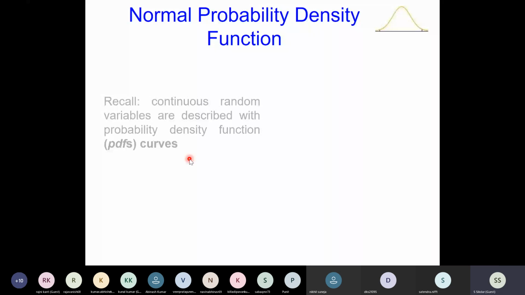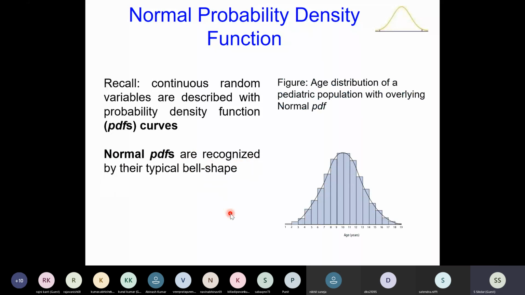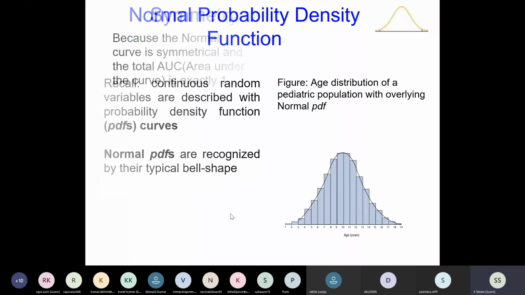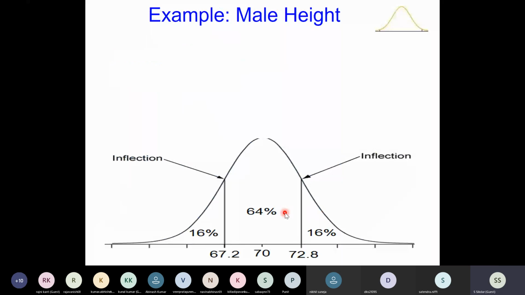Now, recall continuous random variables are described with a probability density function. Normal PDFs are recognized by their typical bell-shaped curve. We talked about this last time also. The area under this curve is equal to 1. Also we know that this side is 2.5, this side is 2.5. We also talked about this inflection point on this side.